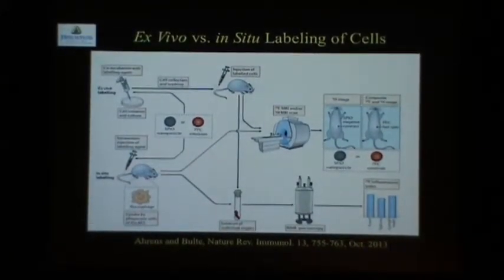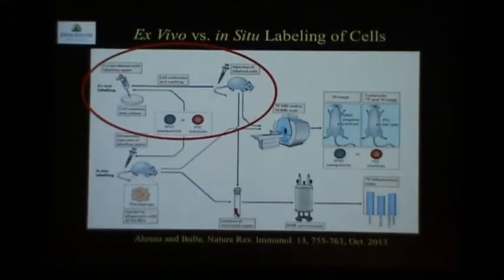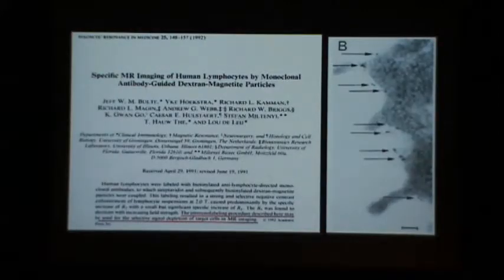Now, there are two ways of labeling cells. I'll give examples from both. One is to add the tracer, the fluorine or magnetic particles that can be for MRI or MPI. This could be an MPI scanner. To add that to the petri dish. Then the cells take it up, and you inject the cells and image that, and you see the localization of these cells. So it's called ex vivo or pre-labeling.